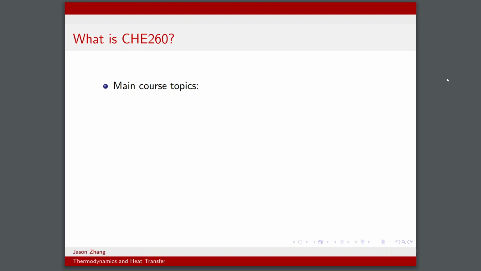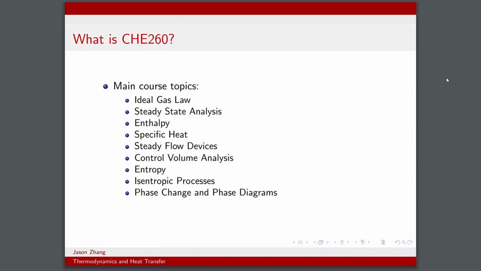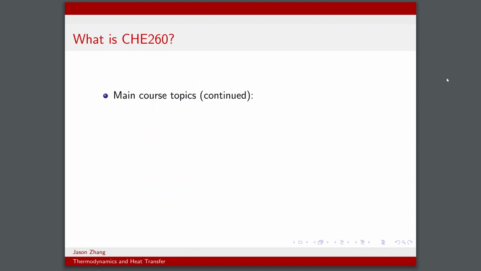So in the thermodynamics section of this course, we covered, of course, the ideal gas law. We do a lot of steady state analysis, again, because we don't care about time dependence like we do in heat transfer. We talk about enthalpy, specific heat, steady flow devices. We also do some control volume analysis, entropy, as well as isentropic processes, phase change and phase diagrams. The Carnot cycle was touched upon briefly.